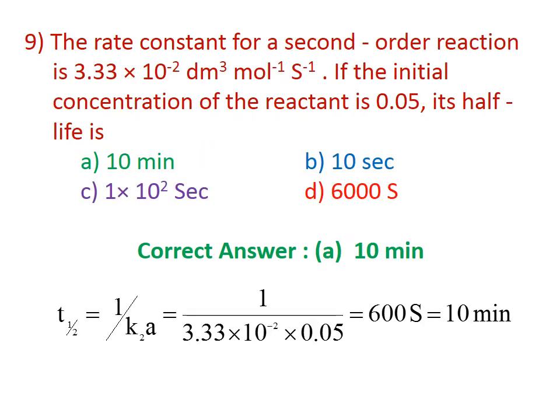9. The rate constant for the second order reaction is 3.3 into 10 to the power of minus 2 dm cube mole power minus 1 second power minus 1. If the initial concentration of the reactant is 0.5, find its half-life period. Here T half will be equal to 1 by K2 into A. Rate constant is given and A is also given, so you substitute it: 1 divided by 3.33 into 10 to the power of minus 2 into 0.05, it comes around to 600 second, which is equal to 600 divided by 60, it gives 10 minutes. Therefore, the correct answer is A.